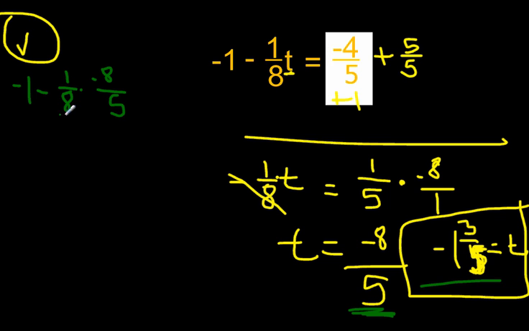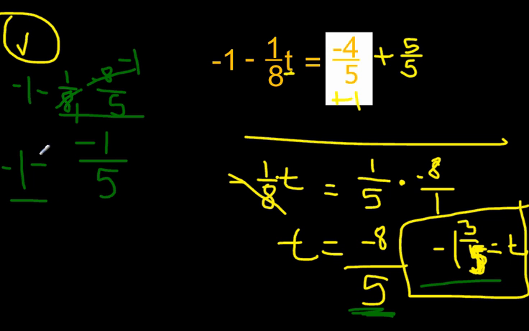Okay, I have to do my multiplication first. I have an 8 on the top and an 8 on the bottom. Woo! That means that I can divide out an 8. 8 divided by 8 is 1. Negative 8 divided by 8 is negative 1. Now I multiply straight across. 1 times negative 1, negative 1. 1 times 5 is 5. So I get negative 1 minus a negative 1/5.